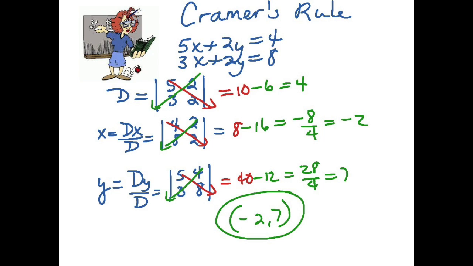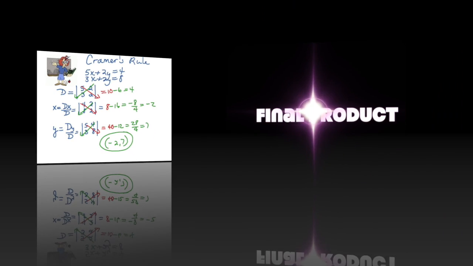One of the ways we'll use our determinants is for Cramer's rule. We will use them to solve a system of equations. So instead of using substitution or elimination like we've done in the past, we're going to be able to use determinants, which is a little bit easier.